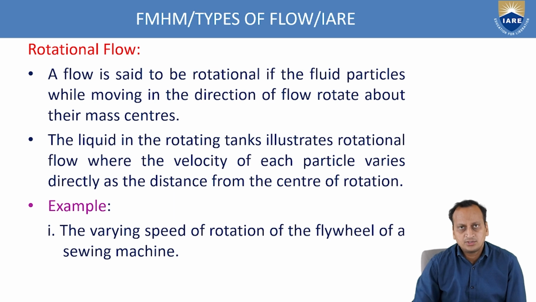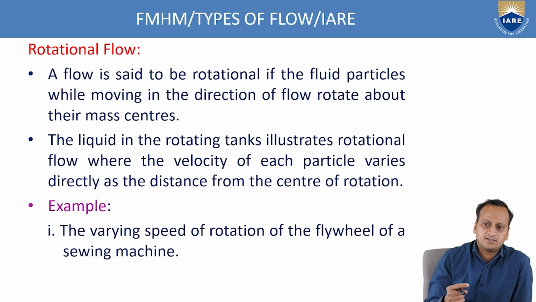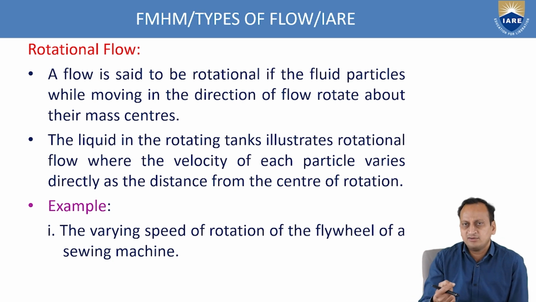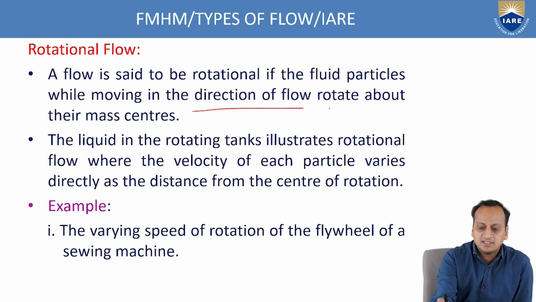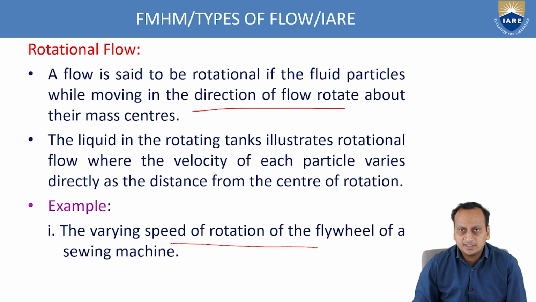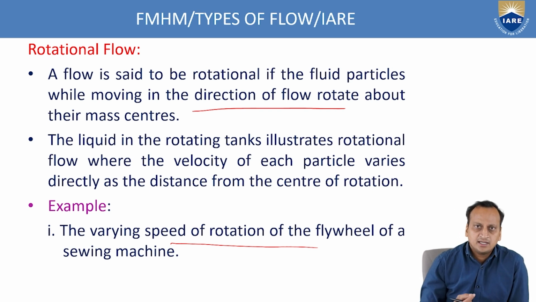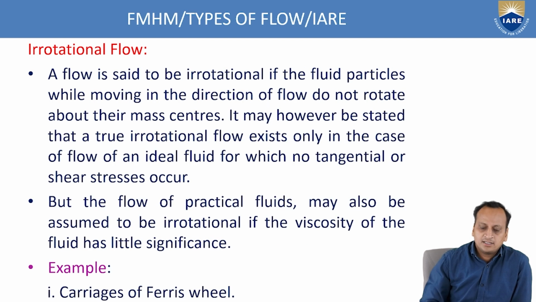Next, rotational flow. In a rotational flow, while fluid particles are moving, they will rotate about their own mass centers. As a flow is taking place, they will move about their own mass centers and they will move along the flow. Such type of flow is known as rotational flow. The example is the varying speed of rotation of the flywheel of a sewing machine, where if you consider individual particles, then they will rotate about their own mass centers and they will move in a flow also.